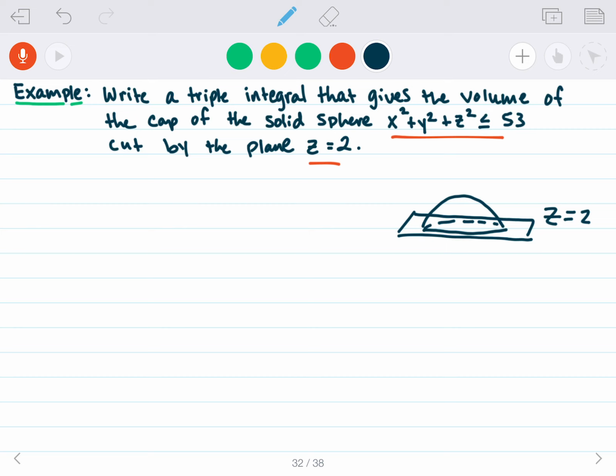So we need to find our bounds for z, r, and theta. Okay, so we can see that this cap, theta is going to vary in a circle, right? So theta is going to go all the way around and sweep out a circle. So theta here is varying between 0 and 2 pi, for sure.